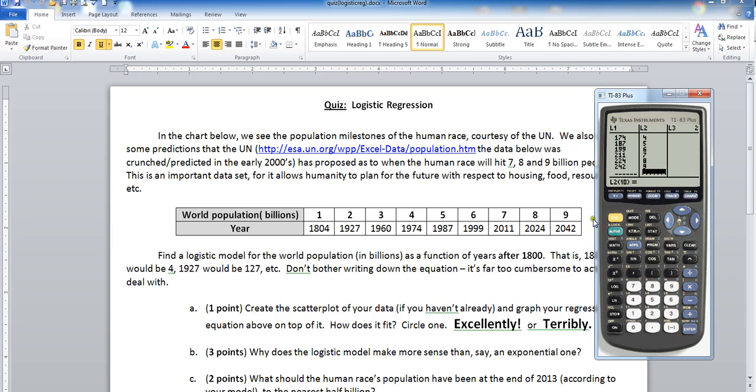All right. So we'll start with a scatter plot so you guys can see what's going on. Let's turn it on. Actually, it looks great. And there it is. And you can see why a logistic model does make sense. I mean, it's going to go up and then it starts S-ing off and leveling off. So the first thing I want you to do is to actually find the model.